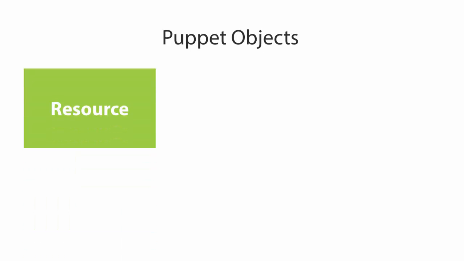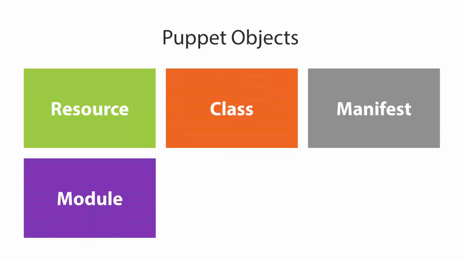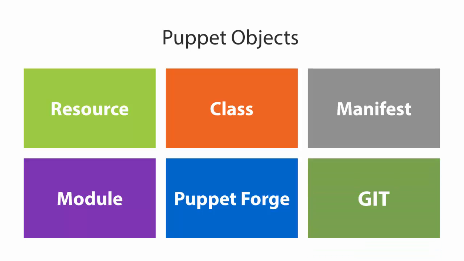Puppet needs objects to manage for the automation configuration, such as the resource, class, manifest, module, Puppet Forge, and Git as a version control system. If you are familiar with managing resources, the other objects are just a broad and expanded concept of resources, and easily you will be able to control and manage them. Let me describe them one by one.